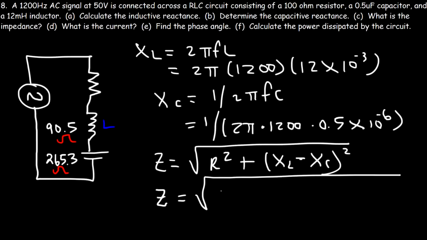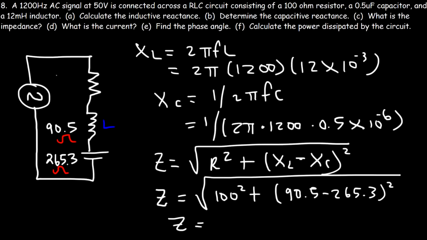R is 100. XL is 90.5. XC is 265.3. So first, let's subtract 90.5 minus 265.3. That's negative 174.8. Once you square it, you're going to get a positive number, and then add 100 squared to it. So you should have 40,555, and then take the square root of that result. So the impedance of the circuit, which I'm going to write here, is 201.4 ohms.